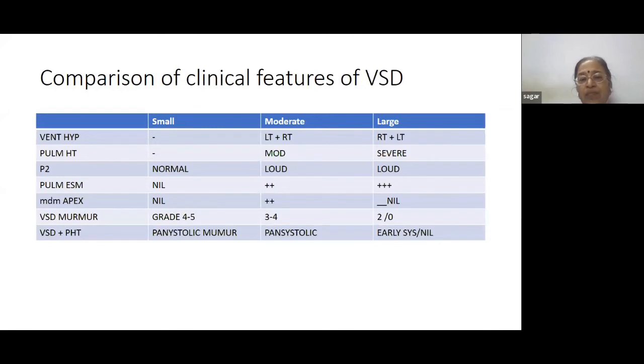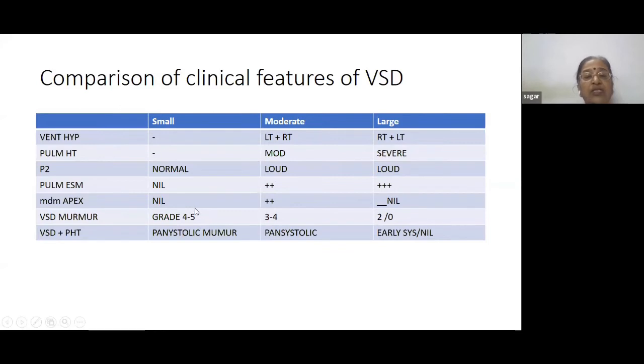Now let's look at the comparison of clinical features between small, moderate and large VSD. So ventricular hypertrophy is not there in a small one. In a moderate one, LV plus RV, you get both ventricles. Pulmonary hypertension is a feature of moderate and large VSD. P2 is normal here, loud, loud. Pulmonary ejection systolic murmur is present in both these conditions, more for a large VSD. The mid-diastolic murmur at the apex will be present only in a moderate. In a large VSD, it may go off because pulmonary hypertension will set in.